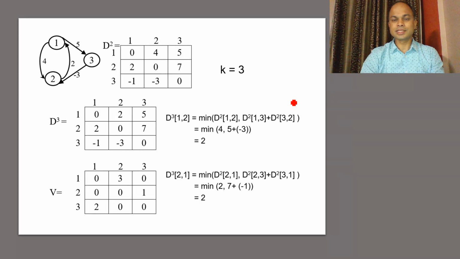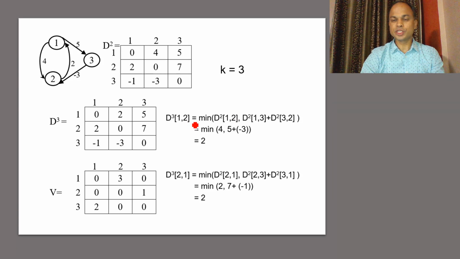The next step is our final step, k equals to 3, because the total number of vertices is 3. Therefore, we have to go up to k equals to 3. If vertices are 10, then we have to go to k equals to 10. If vertices are 3, then we have to go up to k equals to 3. Now, say we are computing D3 1 2. I mean, up to 3, all nodes 1, 2 and 3 may be intermediate vertices.